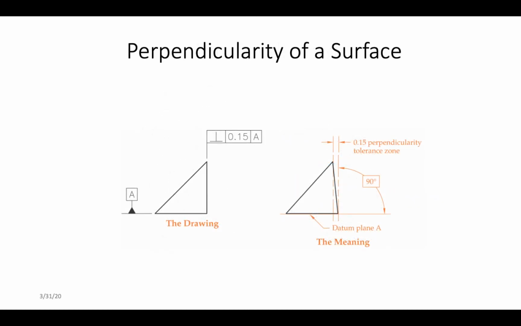Let's look at another orientation control, perpendicularity. This is a very simple part in which we want to control how perpendicular or close to 90 degrees the vertical surface is relative to the horizontal surface. Again, notice that we always need a datum identifier in the feature control frame.